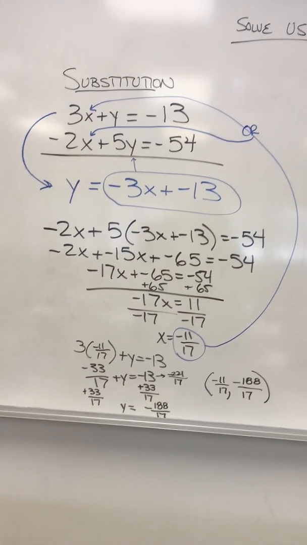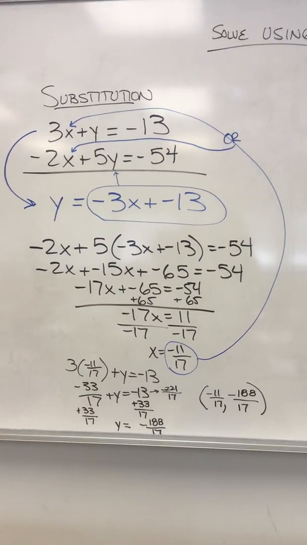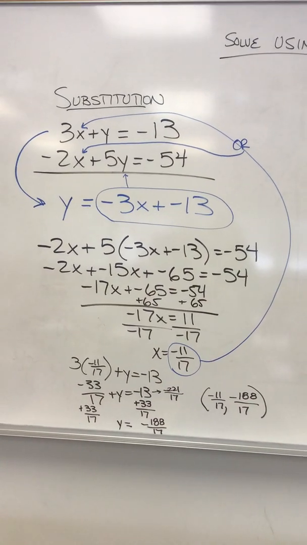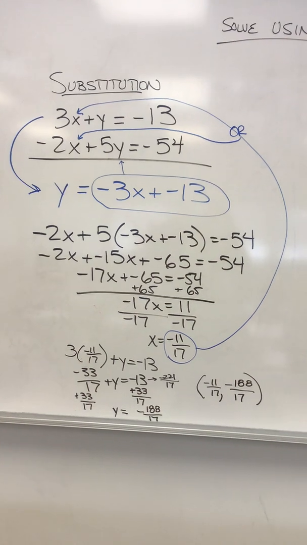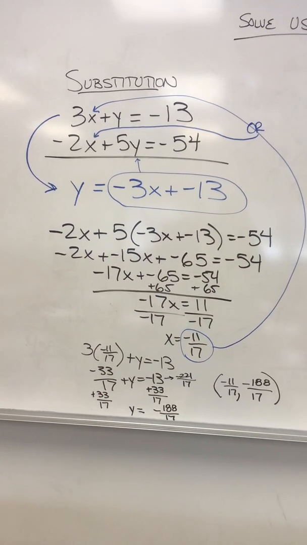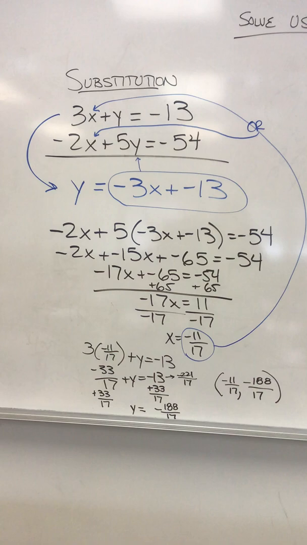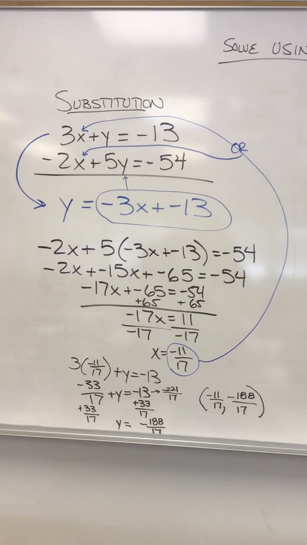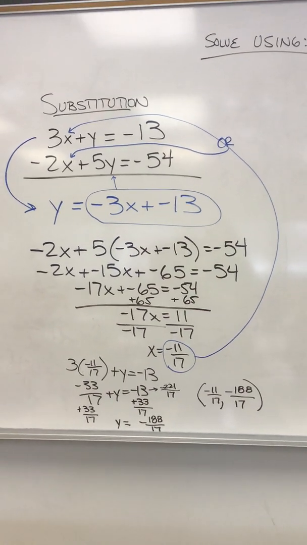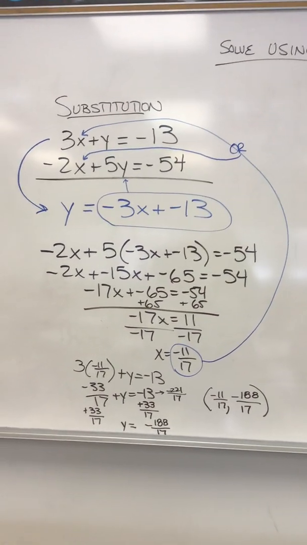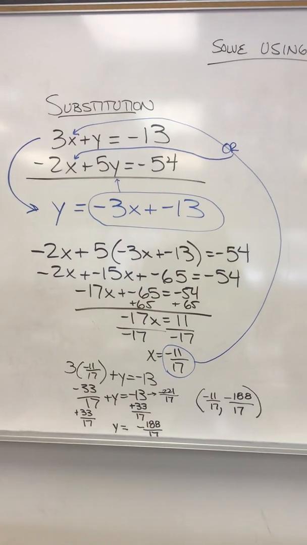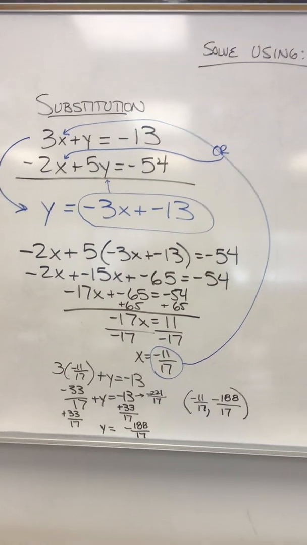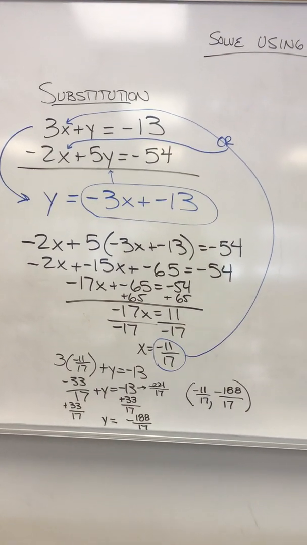So if y equals negative 3x plus negative 13 in the first equation, in order to solve my system, I want y to equal negative 3x plus negative 13 in the second equation. So I substitute that value for the y in the second equation. I rewrite it there. We're on the fourth line now in the black ink. We have negative 2x plus 5 times, instead of y, we're going to substitute negative 3x plus negative 13, equals negative 54. Then this is a multi-step equation.